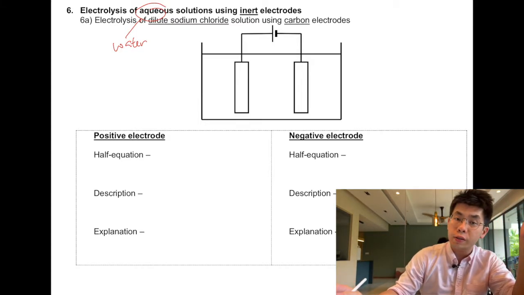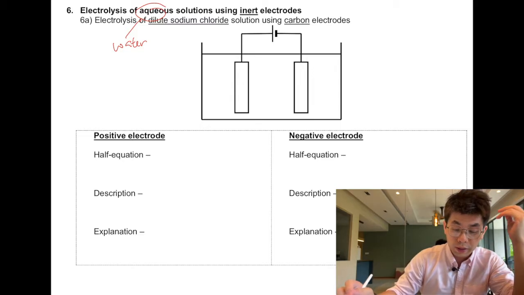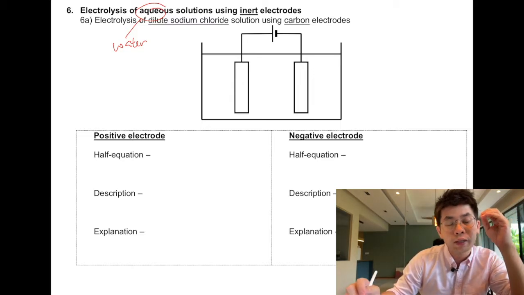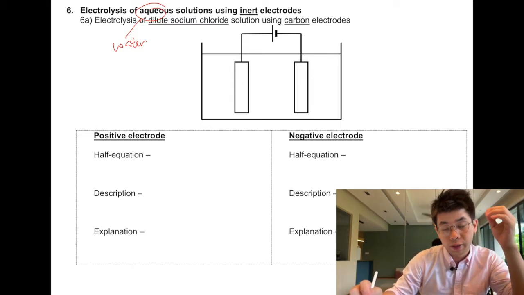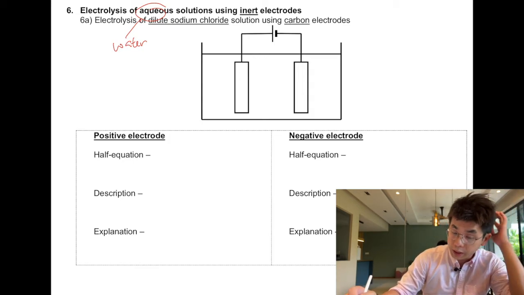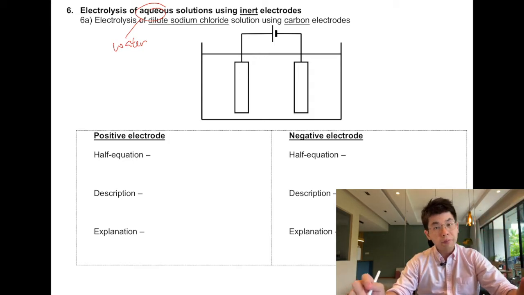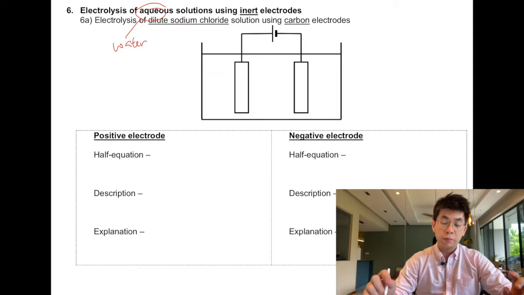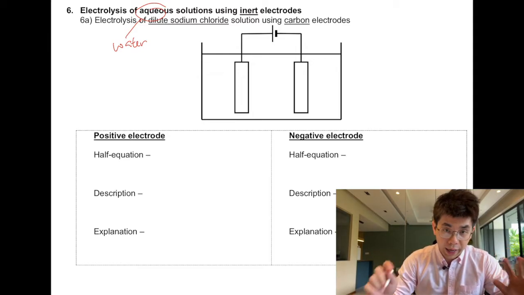Just last time we did molten sodium chloride. Now we're doing dilute sodium chloride, meaning that there is sodium chloride in the solution inside water. Again, inert electrodes like carbon, right? Platinum, carbon electrodes, that means the electrodes do not react.